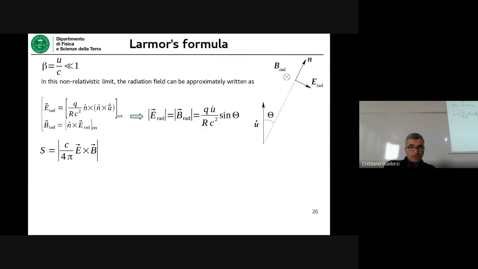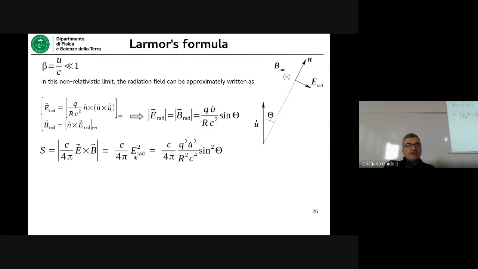So here I put just the modulus. But you see, E and B are two perpendicular vectors, so the magnitude of their vector product is just the product of the two magnitudes. And the two vectors have the same magnitude. So the result is c over 4 pi and this guy squared. Just like that, because electric and magnetic fields are perpendicular to one another and have the same magnitude. Replacing the value of the magnitude of the electric field, you have c over 4 pi, from the definition of the Poynting vector, and all this guy squared. So this is the Poynting vector.